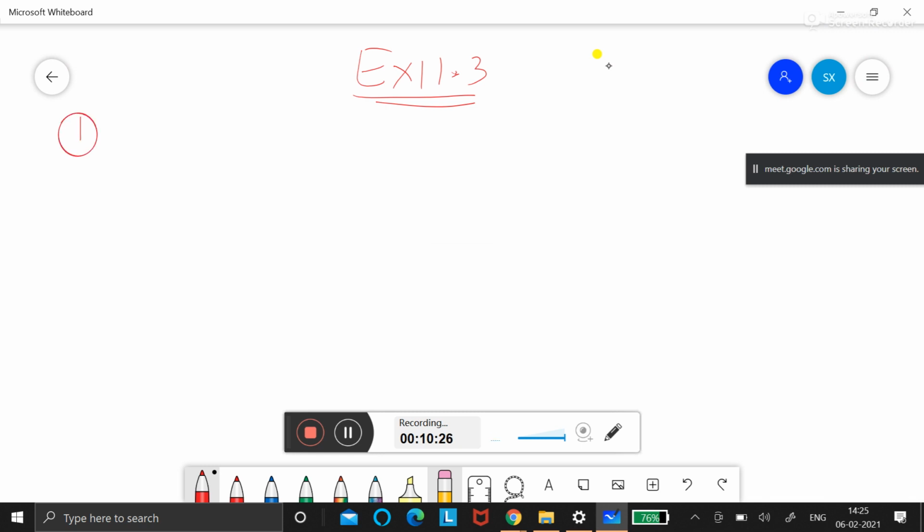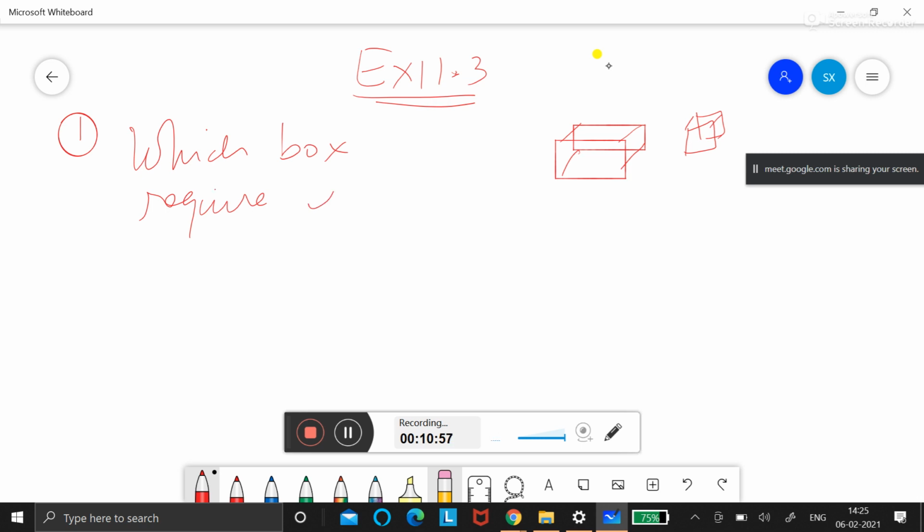Okay. Read. There are two cuboidal boxes, as shown in the adjoining figure. Which box requires the lesser amount of material to make?